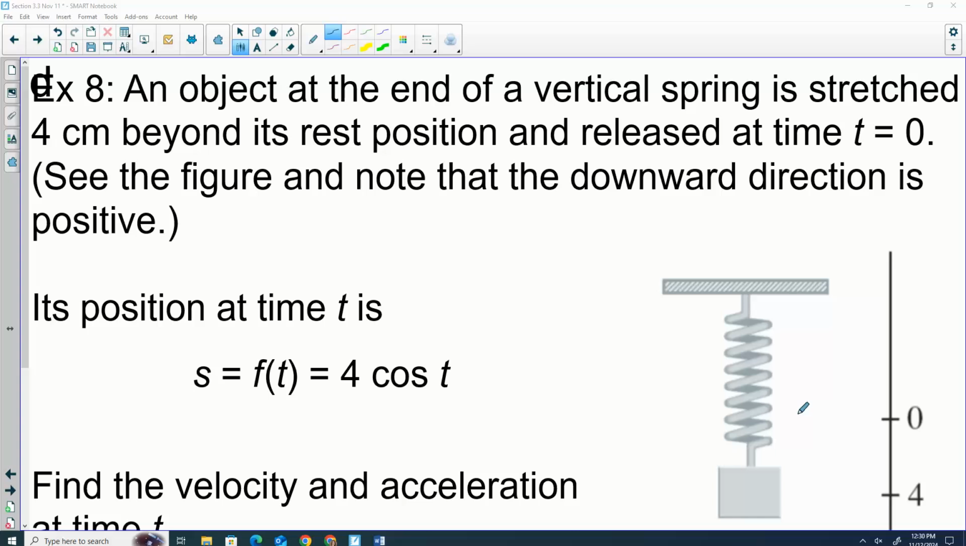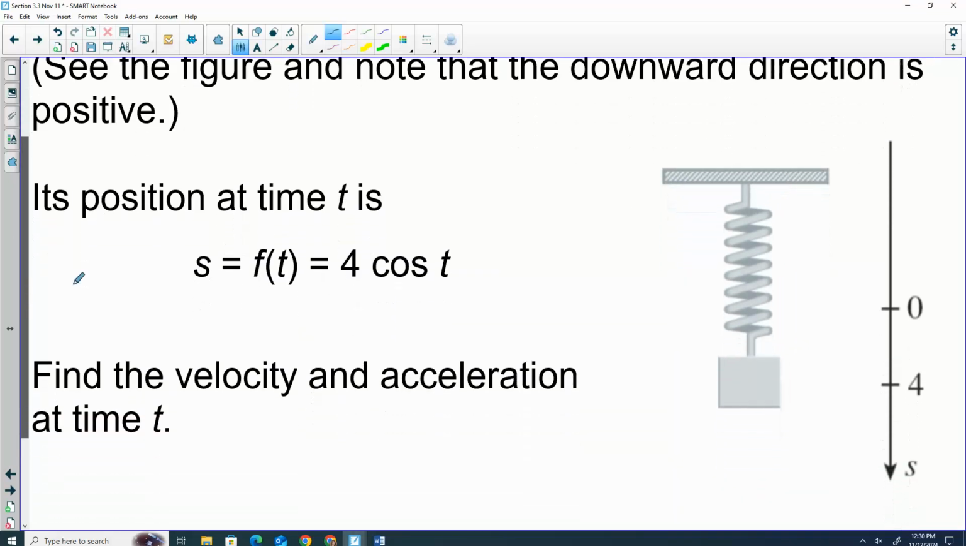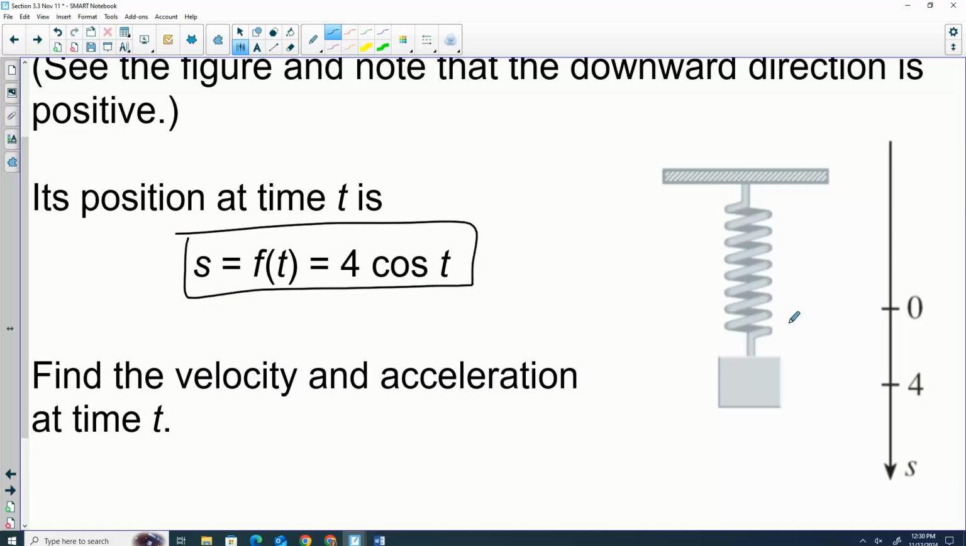An object at the end of a vertical spring is stretched 4 centimeters beyond its rest position and released at time t. So you have a weight on the end of a spring. If I pull the spring down and let go of the weight, what's going to happen? Bounce back up. It's bouncing back and forth, right? It's not just going to go back up where it was. It's on a spring, so it's going to continue moving. So my position function is given by this equation: s means position, s = 4 cosine t. Find velocity and acceleration.